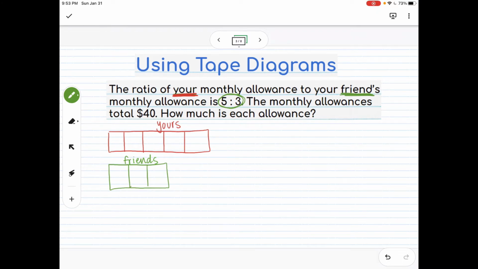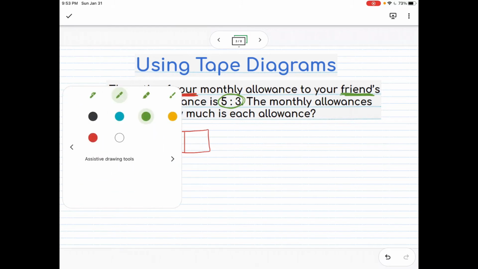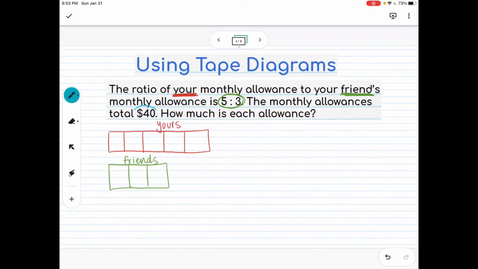The ratio of your monthly allowance to your friend's monthly allowance is 5 to 3. The monthly allowance is total $40. And that's the total. How much is each allowance? So what tape diagrams do, they're a really great resource. They kind of allow us to visualize the problem. That way we can understand how to set it up and then solve the ratio values.